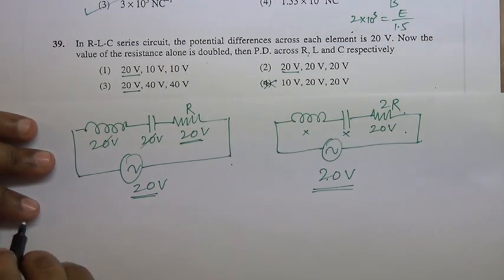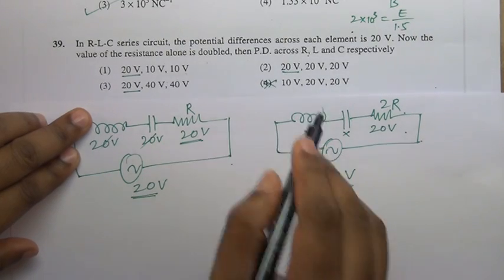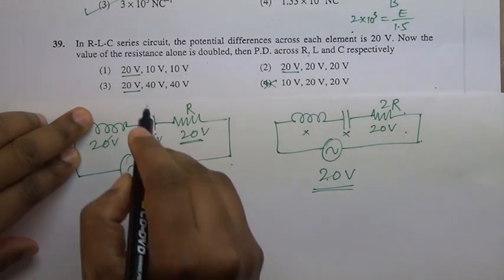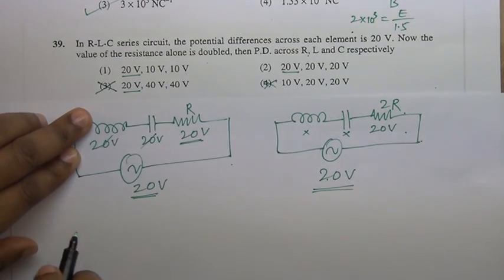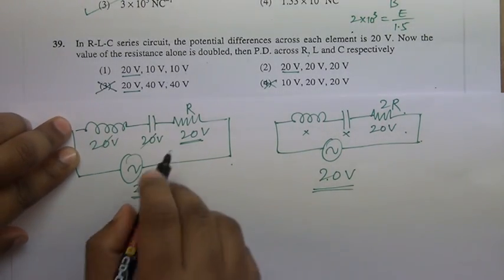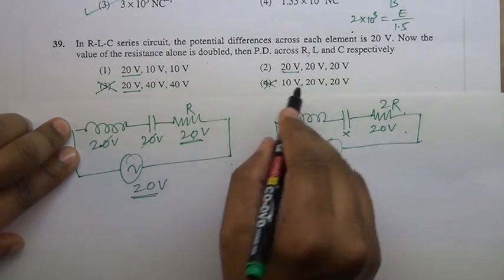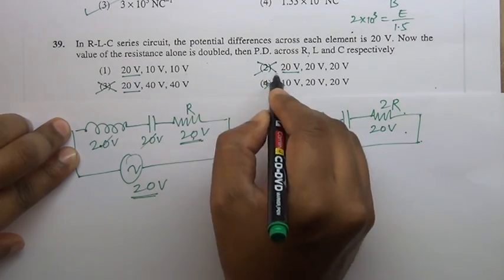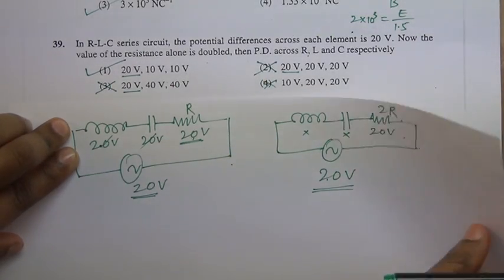So this is not the answer. Okay. So we have to choose among these three. Since applied is 20, the potential difference cannot be 40 across these. Therefore, this is ruled out. 20, 20, 20 is true only when resistance is R. Therefore, this is ruled out. Correct answer. This is called elimination technique.